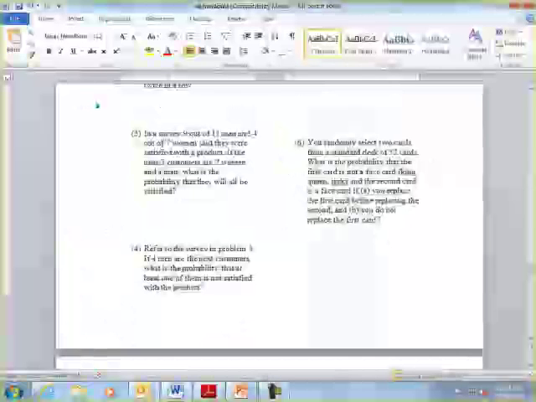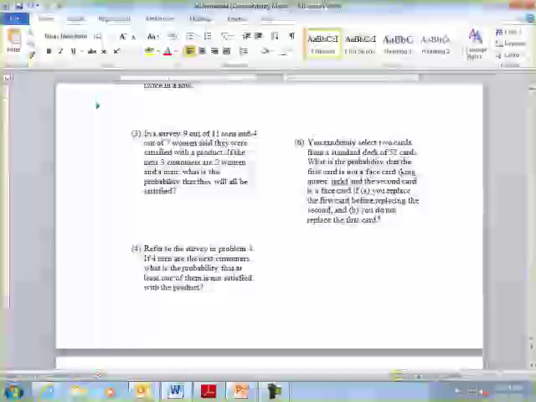In a survey, 9 out of 11 men and 4 out of 7 women said they were satisfied with a product. If the next 3 customers are 2 women and a man, what is the probability that they are all going to say that they're satisfied with this particular product? Now, in some assumptions we need to make, we need to assume that they're not asking all 3 people at the same time, influenced by other people's opinions.